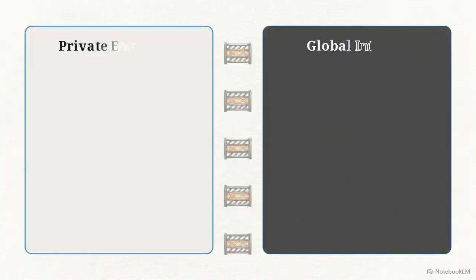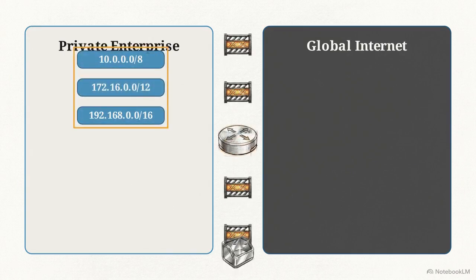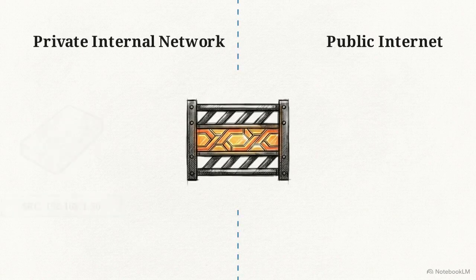This document reserved specific blocks of the IP space, like the 10 and 192.168 networks, for private, internal enterprise use. These addresses are not routable on the global internet. This private system functions due to Network Address Translation, or NAT, an essential technology installed on border firewalls and edge routers. NAT executes a process called masquerading.